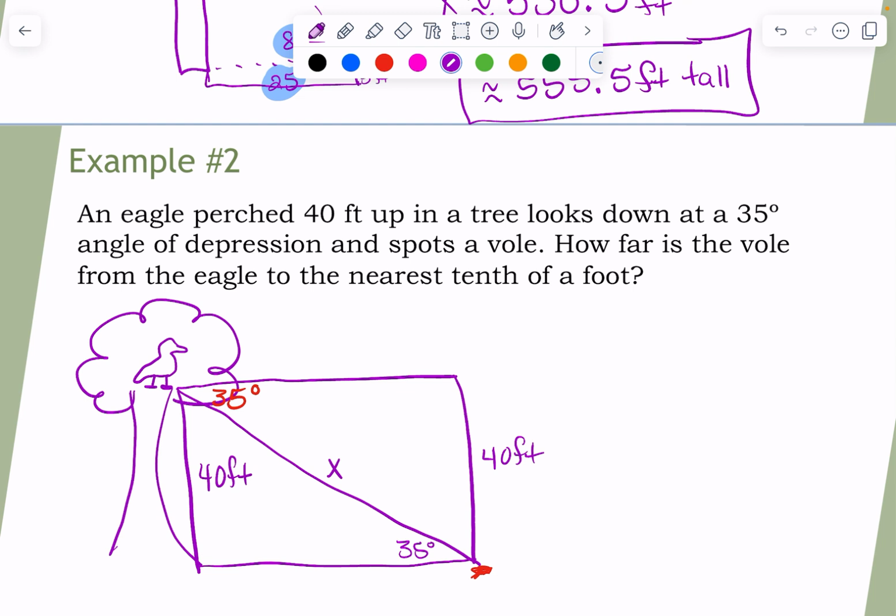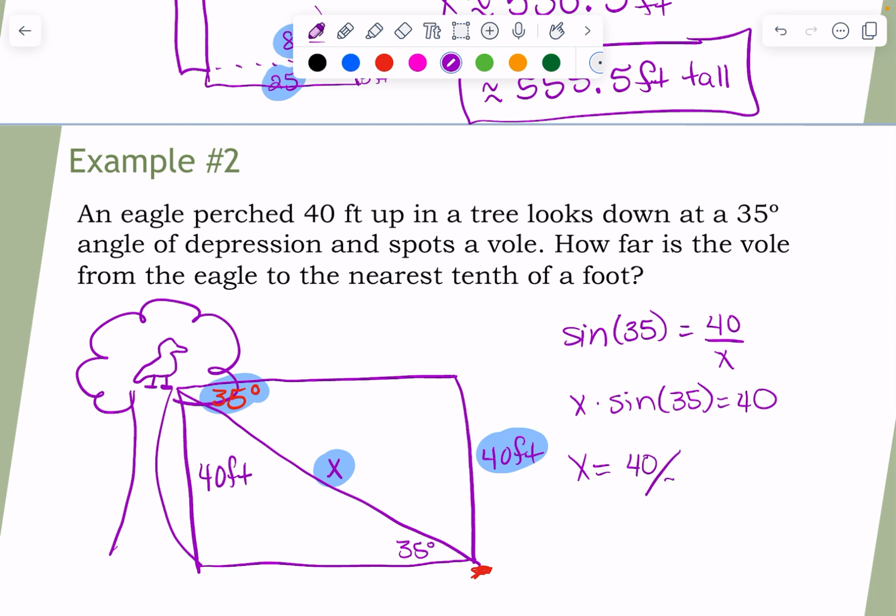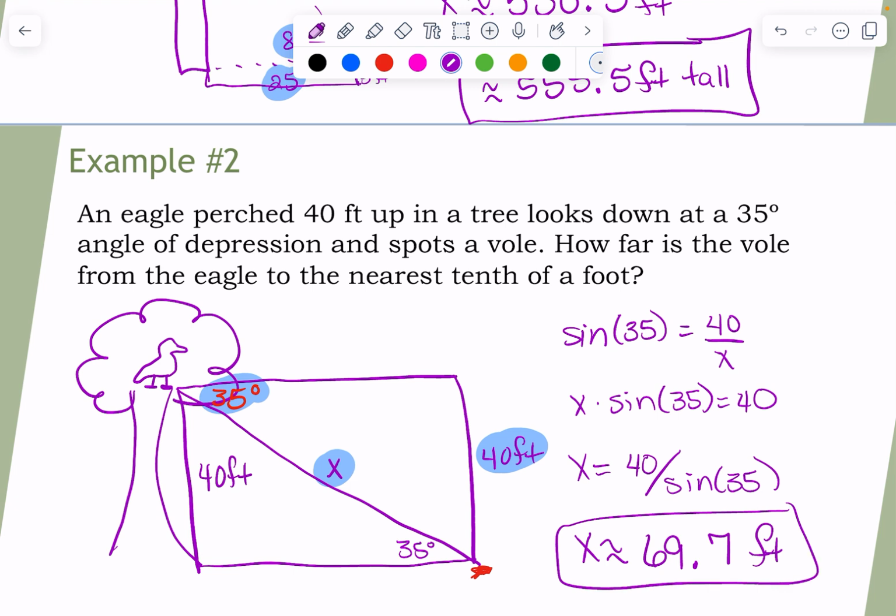So now what I'm given is an angle, the opposite, and the hypotenuse. So that is going to give me the sine of 35 degrees is equal to the opposite over x. We'd multiply both sides by x, and then we would divide by the sine. And when we do that, we end up with 40 divided by sine of 35. And that's going to give us 69.7 feet is how far the eagle is from the vole.